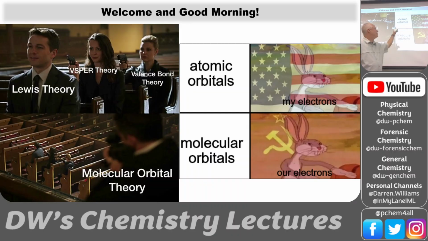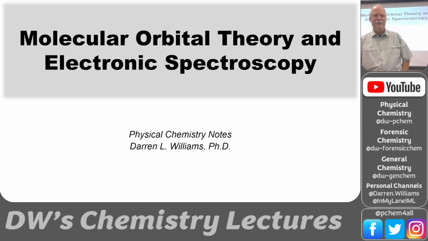And then this is atomic orbitals. Each atomic orbital says, these are my electrons. But with molecular orbitals, these are our electrons. This is a little kind of shared everything. So it's kind of funny. So that's what we're going to do.